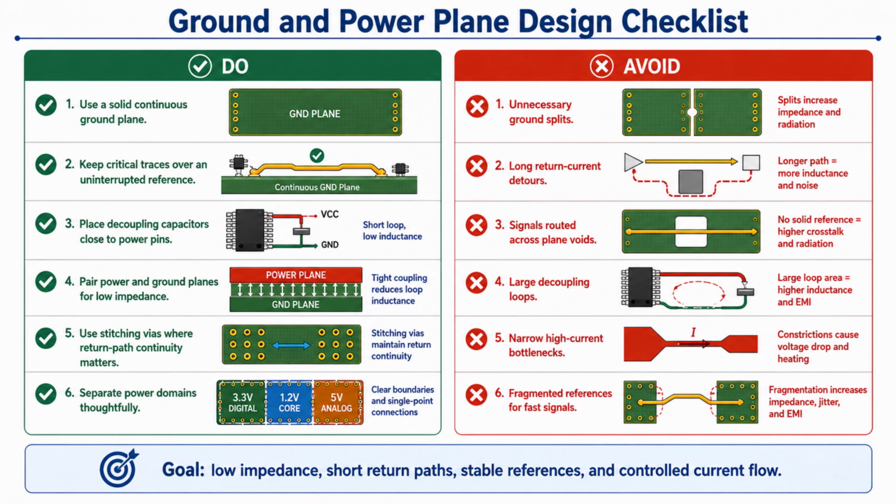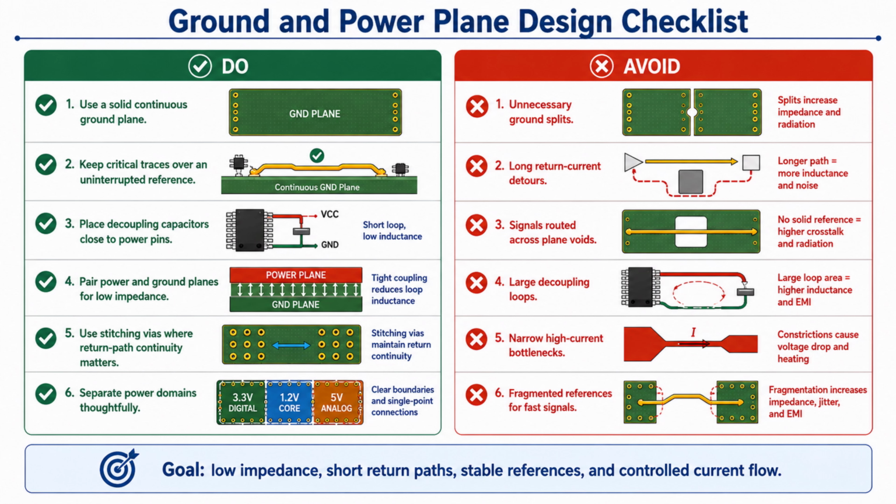Here is the practical checklist for better ground and power plane design. Do use a solid continuous ground plane. Do keep critical traces over an uninterrupted reference. Do place decoupling capacitors close to power pins. Do pair power and ground planes for low impedance. Do use stitching vias where return path continuity matters. And do separate power domains thoughtfully.